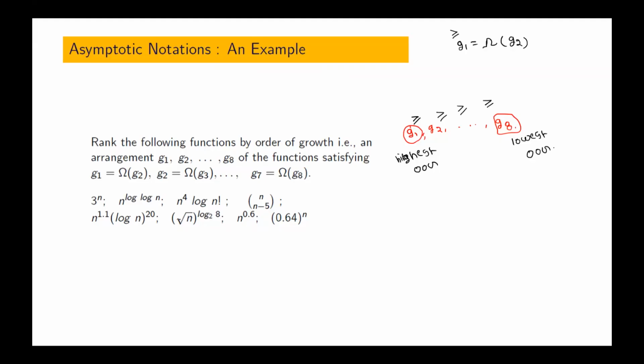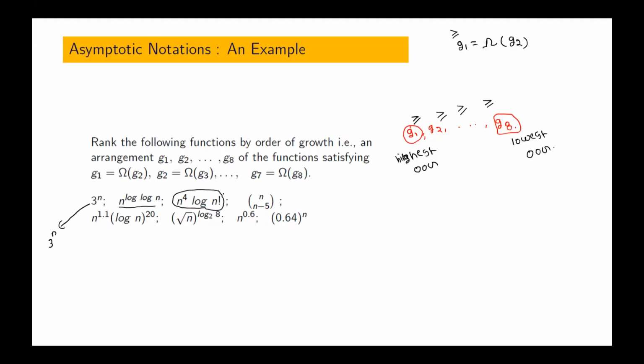Out of this, which function? What is its order of growth? It is very clear, it is 3 power n only. What is the order of growth of this? This also we cannot simplify further. Let it be like this. What about this? I think we can do something about it.